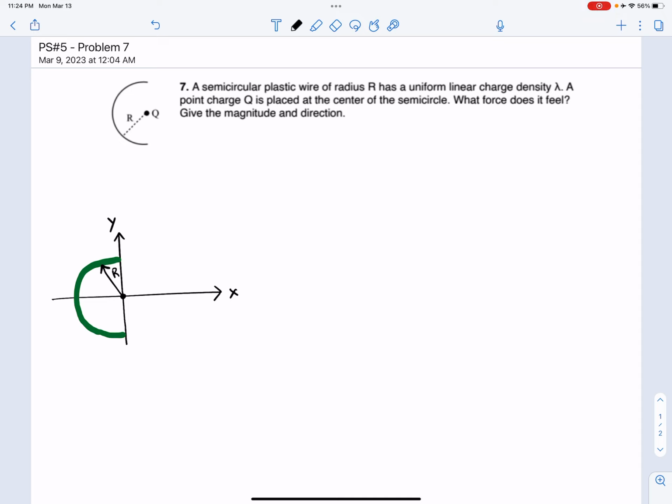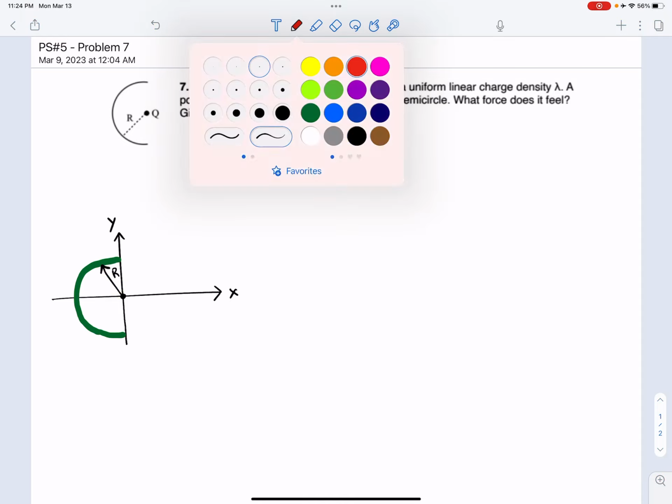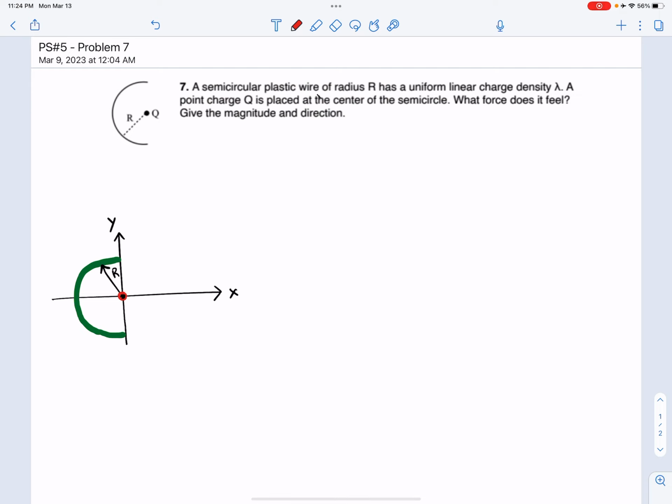So I drew the semicircular plastic wire of radius r here. And the center of this semicircular plastic wire is the origin, right? And it has a radius r, as seen here. Okay. So now I'm going to place a point charge of q right at the center, at the origin. And this has a charge of q, right? So now let's try to find the force that it feels.